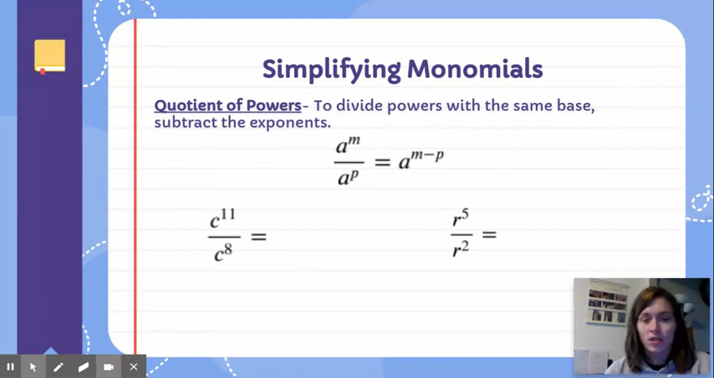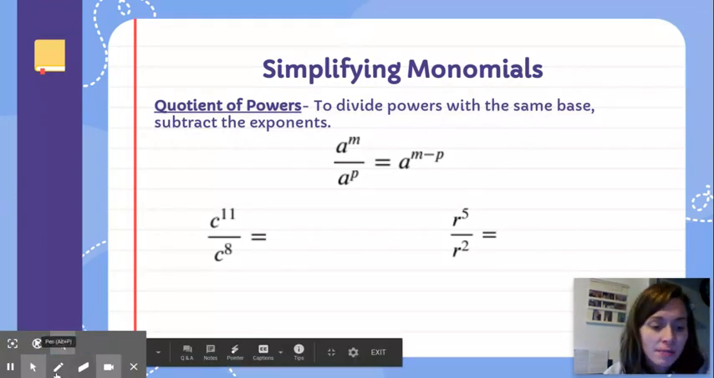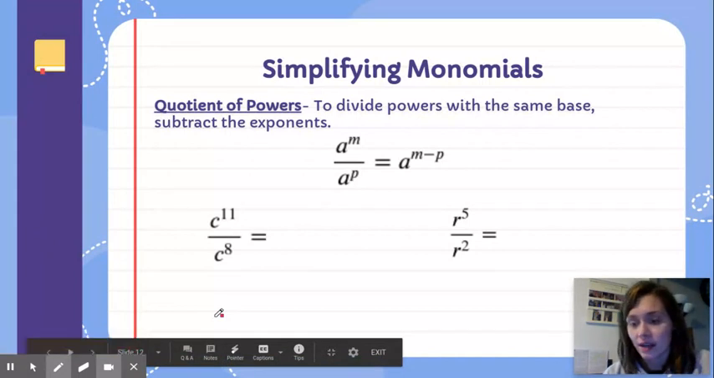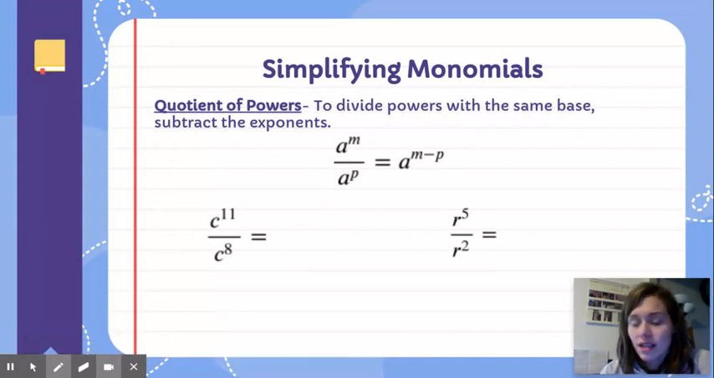And we're going to start with what we call quotient of powers, which is just when we're dividing monomials, or dividing powers. So when we multiplied powers, you saw that we had to add the exponents. So it would make sense to say that when we divide powers, we just subtract the exponents. So here we have a to the m divided by a to the p. Because we're dividing, we just subtract the exponents to simplify it. So we get a to the m minus p.